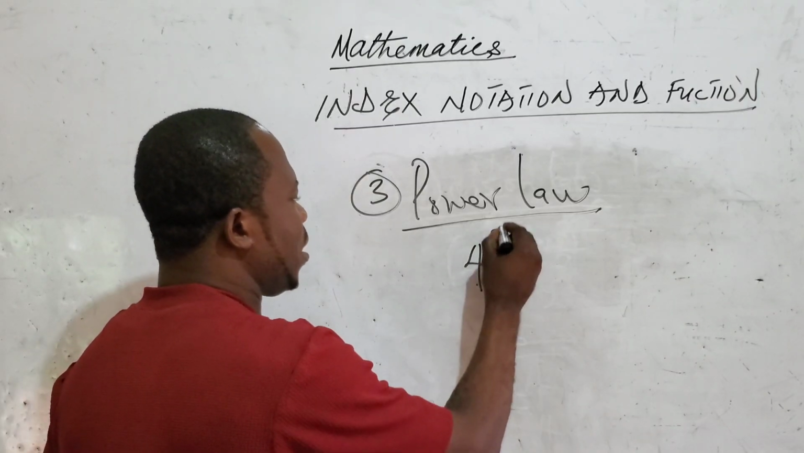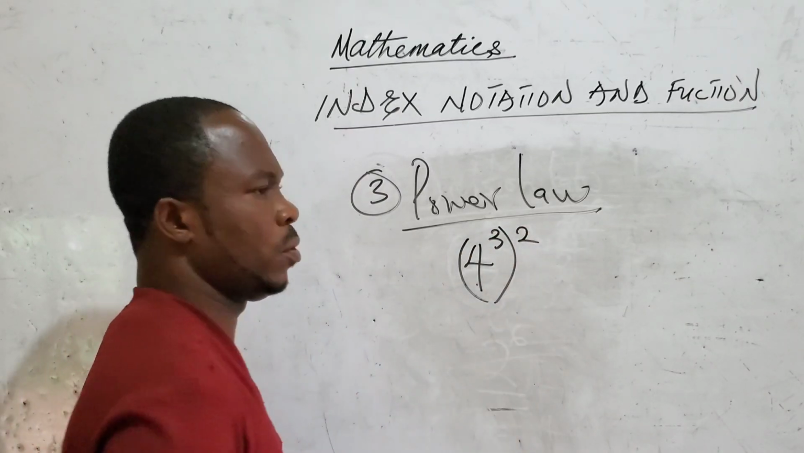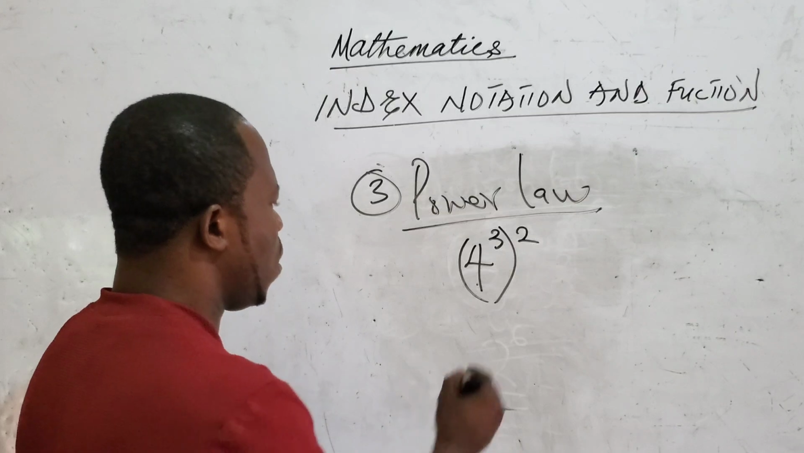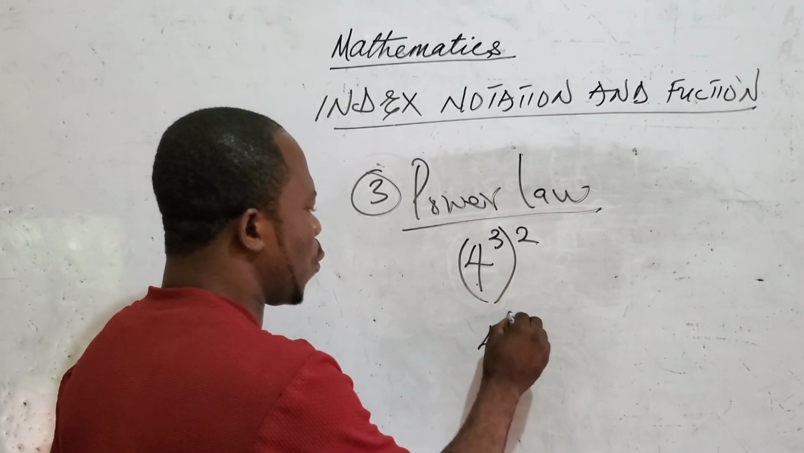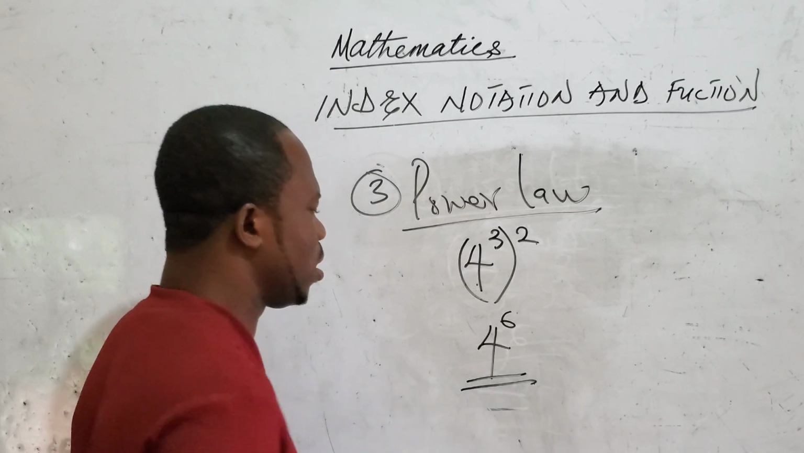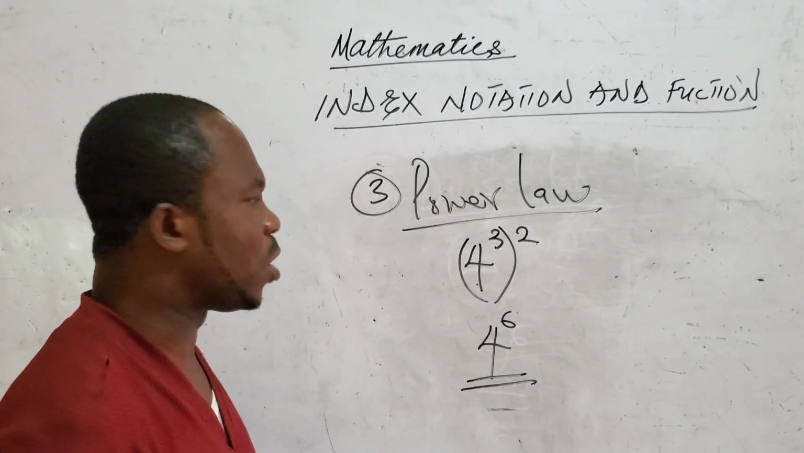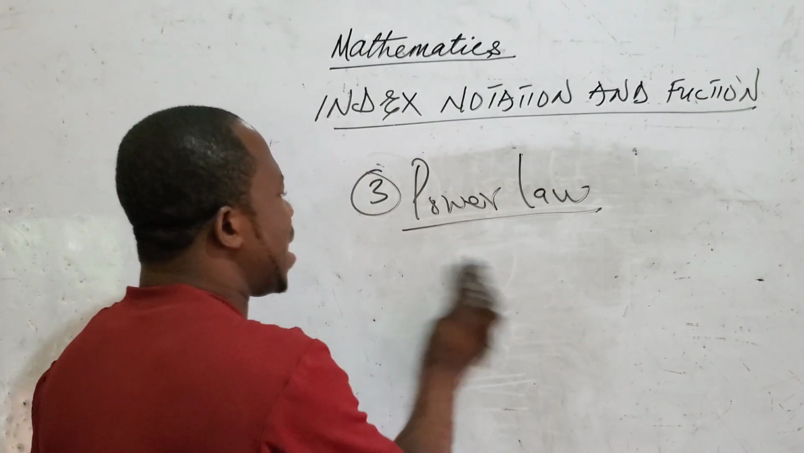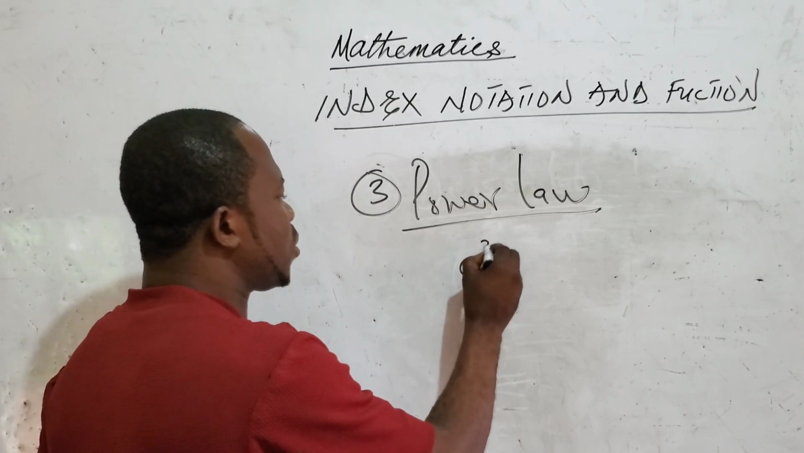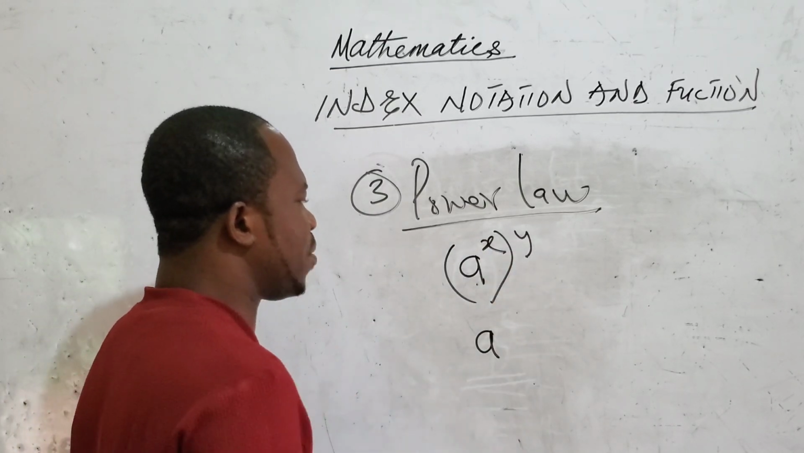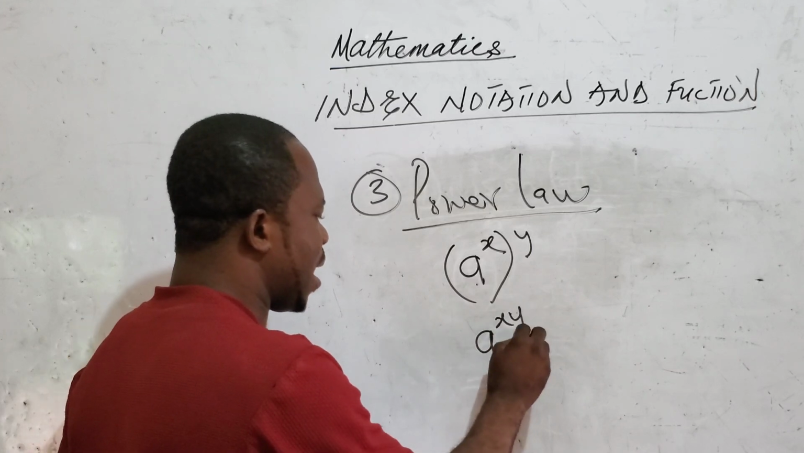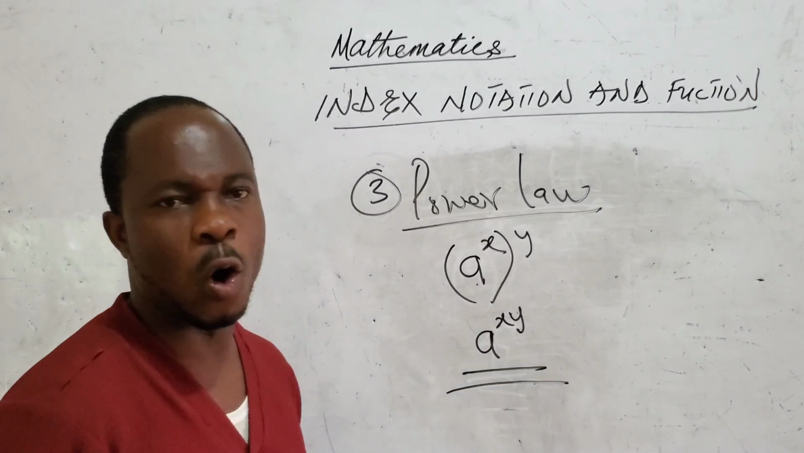4 raised to the power 3, raised to the power 2. According to the law, we write 4 and we say 3 times 2, and we obtain 6. So this is the final result. So I can conclude now by saying that if A is raised to the power x and raised to the power y, our result will be A raised to the power xy. And that will be all.